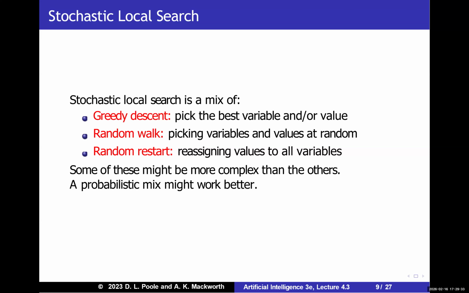Next, we'll talk about stochastic local search. Stochastic local search combines several techniques. It may use greedy descent to improve solutions. It may perform random walks to explore new regions of the search space. It may apply random restarts to begin again from a different configuration. The goal is balance. Too much greediness causes stagnation. Too much randomness causes chaos. Effective stochastic search blends structure with exploration. This approach is especially useful when the search space is large and complex.